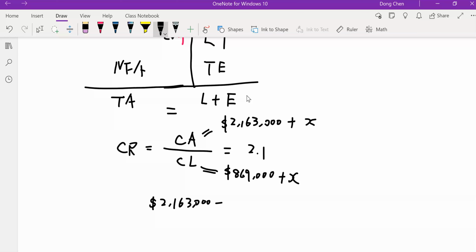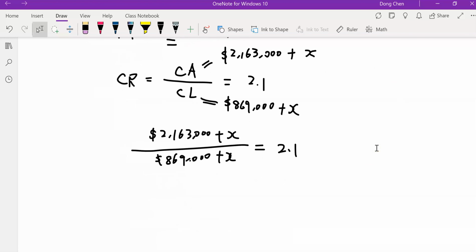2,163,000 plus X, divided by 869,000 plus X, and this equals 2.1. So the rest of the job is simply to solve this. Basically, this is one unknown, right? And this is one equation. So it can be converted into a linear equation, and we can solve for X, and that's the final answer.